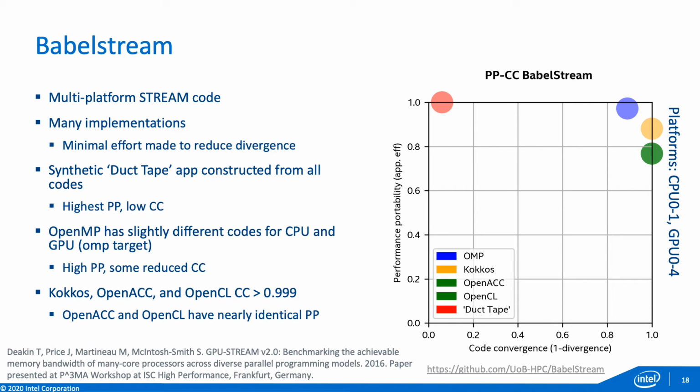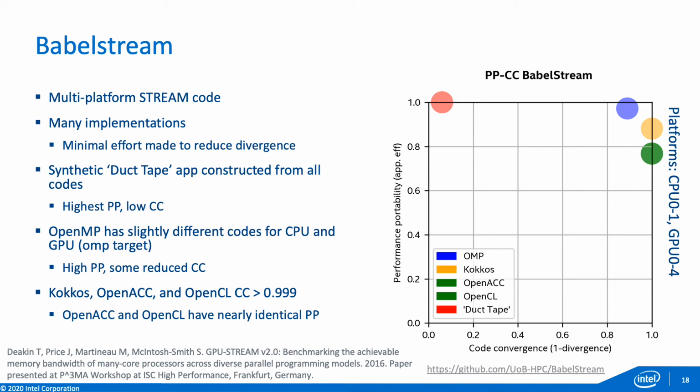BabelStream is a code from the University of Bristol. It's a collection of stream benchmarks, and a lot of it was written by Tom Deakin and Simon McIntosh-Smith and others. There are a lot of implementations, and I want to say that there isn't a lot of effort to reduce divergence, right? This is really a way for them to test out different languages and different platforms, and there isn't any effort really to make this be a single code base. But it's still interesting to look at, and we can group things in different ways to have interesting results here. So we're looking at a set of CPU platforms and a set of GPU platforms all together.